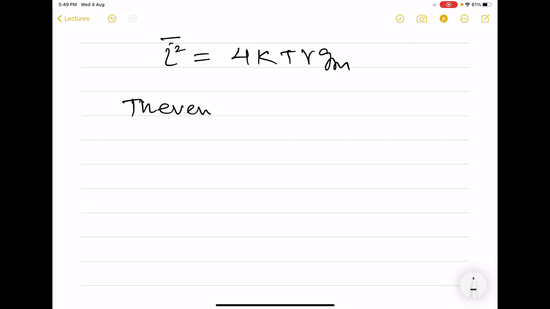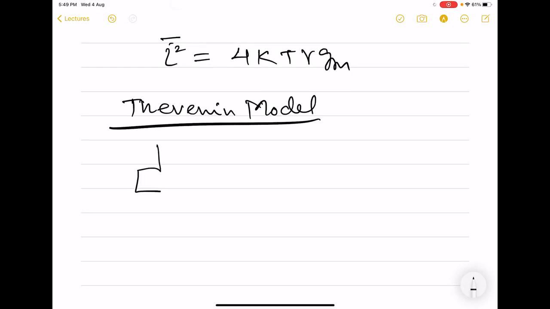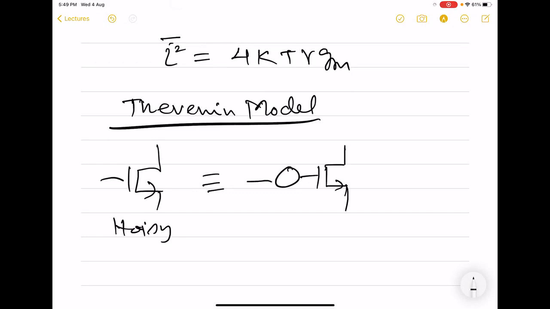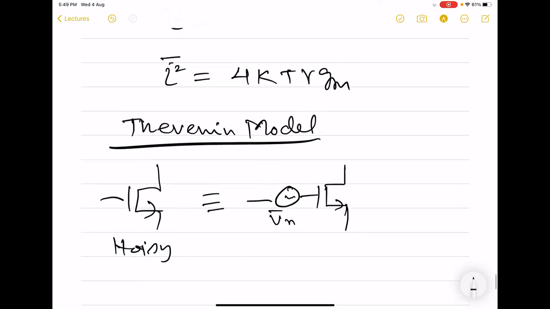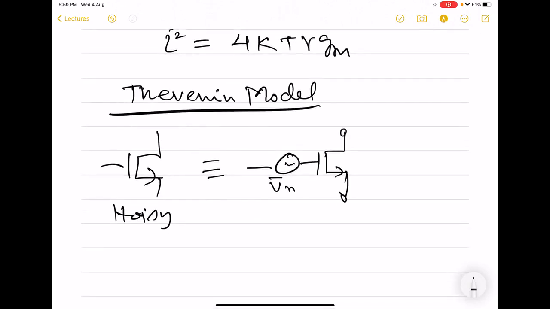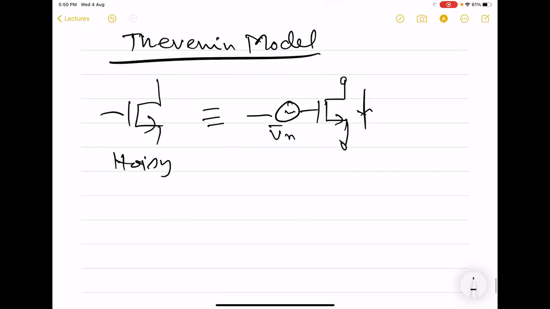So this will be the Thevenin model, and in this case the noisy MOS is modeled by a voltage source at the gate. So now in this case also, we will get the same current that we got earlier for the previous model between drain and source. And we know that the gate voltage is converted into this drain current by a factor of gm, the transconductance.